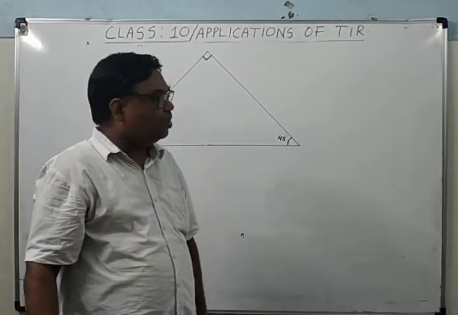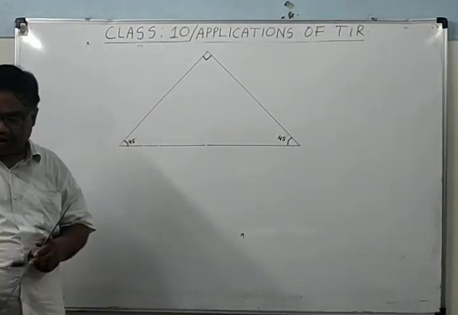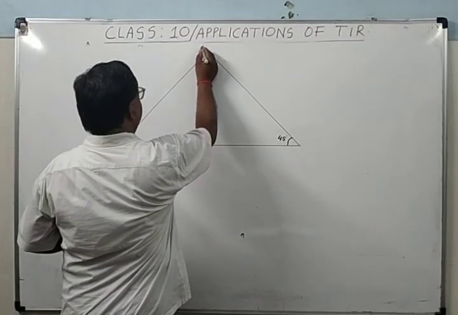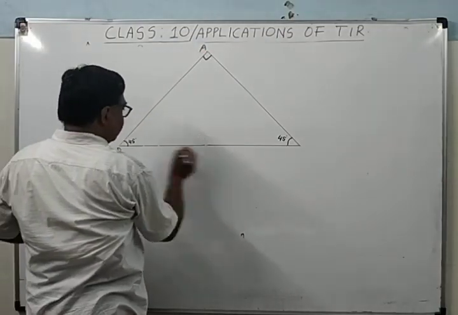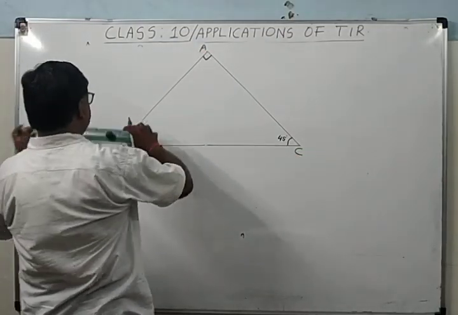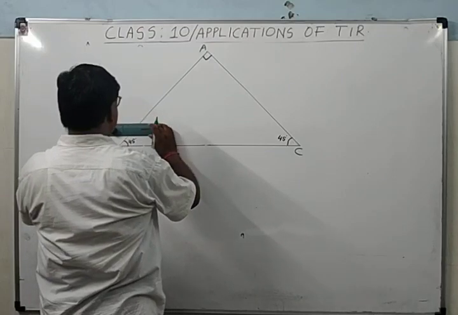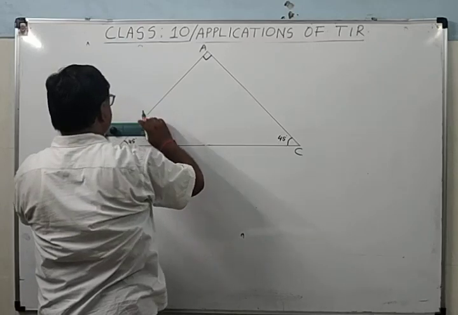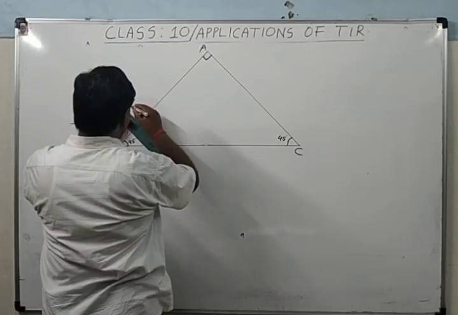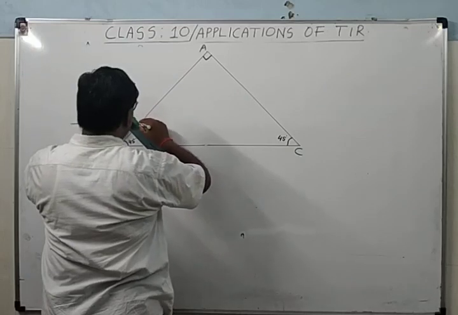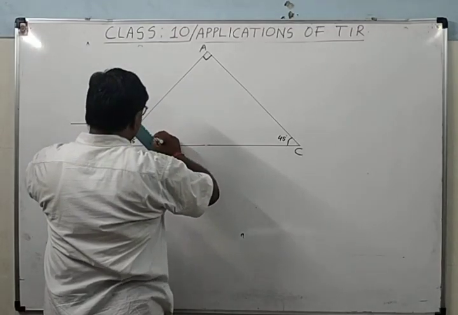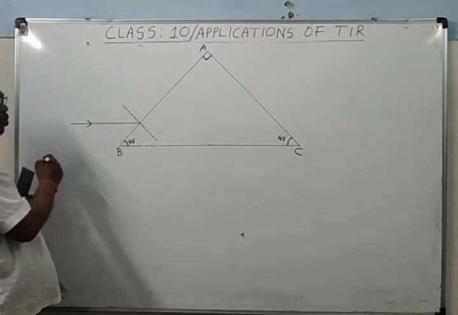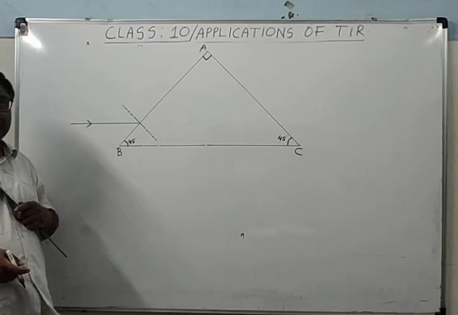It's clear? Now here there is a ray of light which is falling parallel to the base of the prism. Here base of the prism is BC. It is falling parallel to the base of the prism. You can see here. This is falling parallel to the base. Since it is falling parallel to the base and going from where to where? Air to glass, means rarer to denser. So what will happen? It will bend towards the normal.